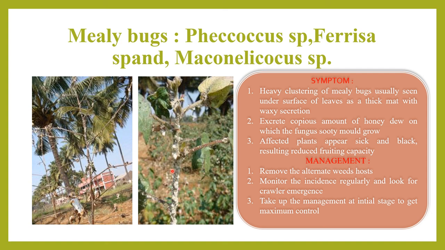Here you can see the mealybug infestation in the cotton crop, and the management is to remove the alternate weed hosts, monitor the incidence regularly, and look for crawler emergence. We should take up management at the initial stage to get maximum control. These are some of the major pests of cotton, with their symptoms and management. This is about the video.